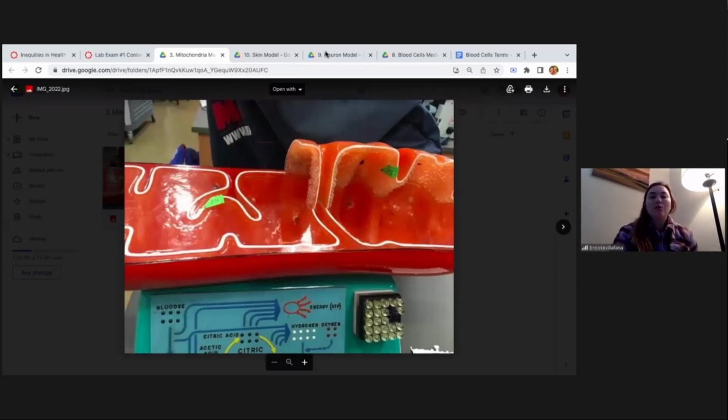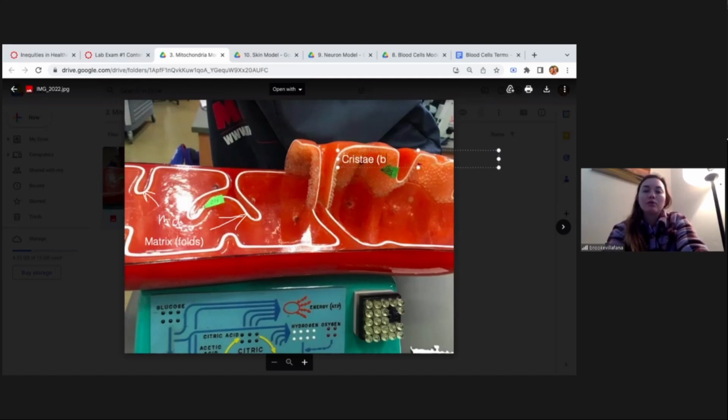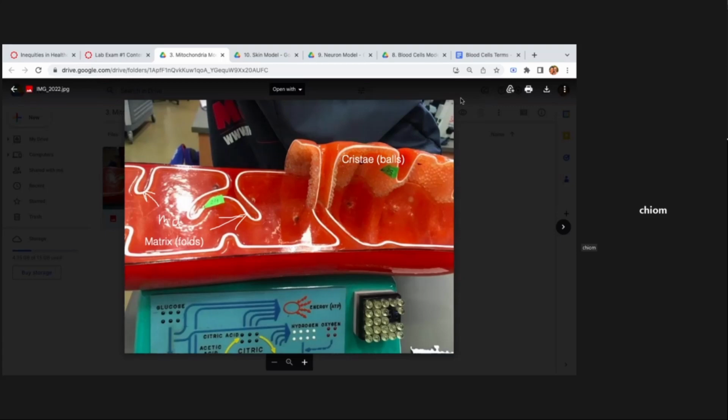So basically the whole thing is your mitochondria. Each of these folded areas would be your matrix. Matrix are the folds. And then the crista are all of these ball-like structures. Good? Is that all? Okay, let me take a picture. Thank you. Yeah, no problem. Okay.